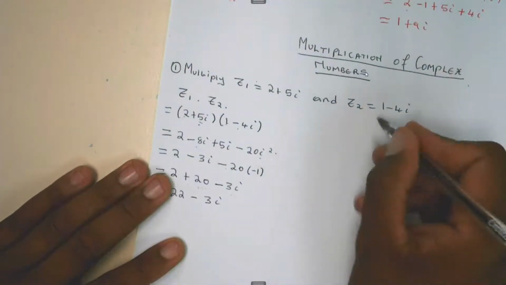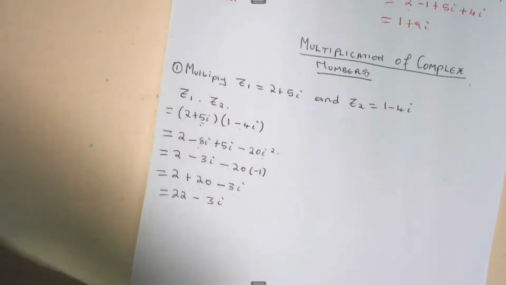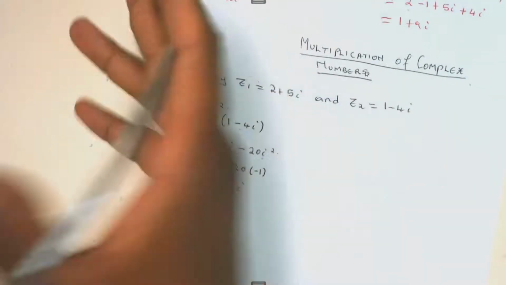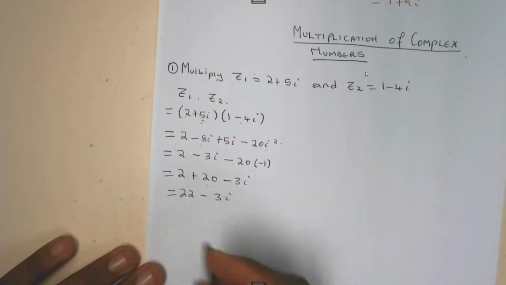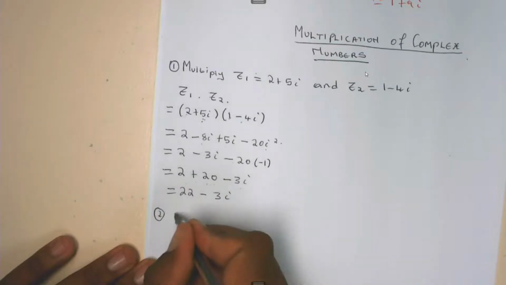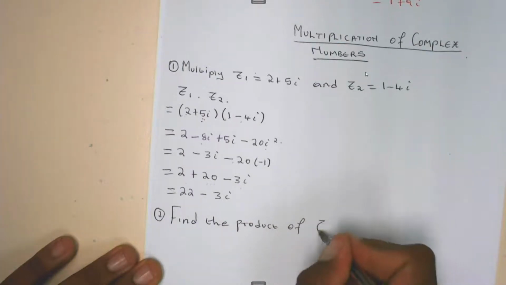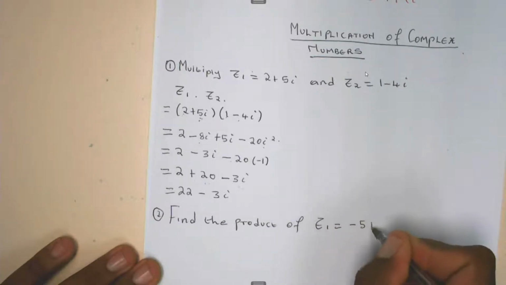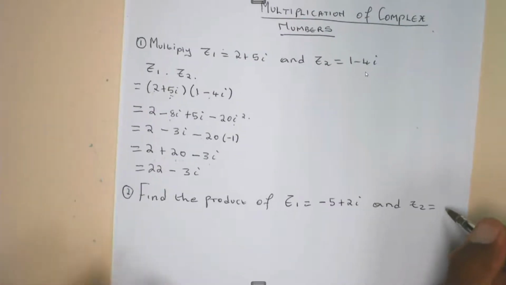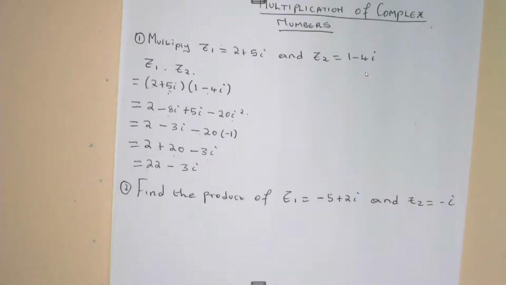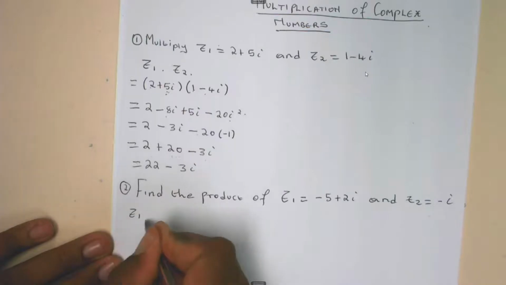These questions, we can rephrase the question by saying, find the product of Z1 and Z2. You must keep in mind that when we say find the product of two numbers, we simply talk of the multiplication of the two. Are we together? Good. So we can simply say, number 2 again, find the product of Z1, which is equivalent to minus 5 plus 2i, and Z2, which will be minus i. Yes, it's a complex number, this one. So we'll have Z1 multiplied by Z2.